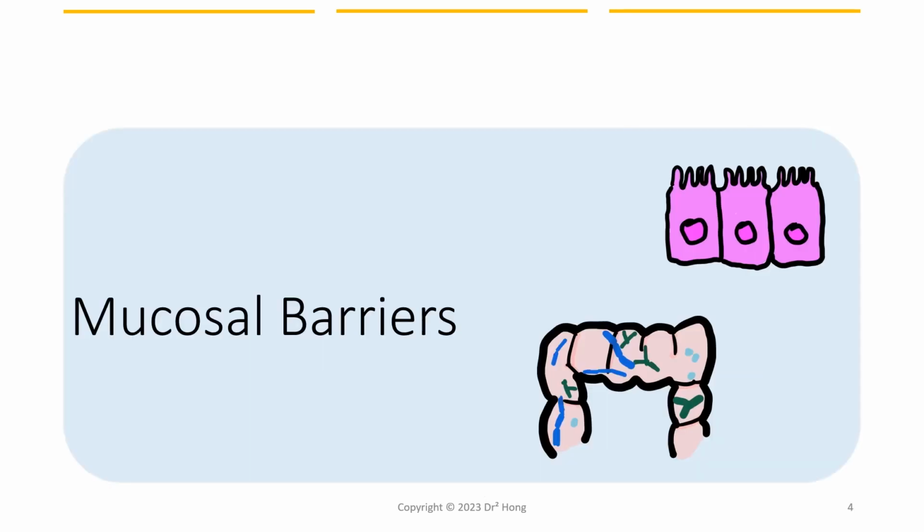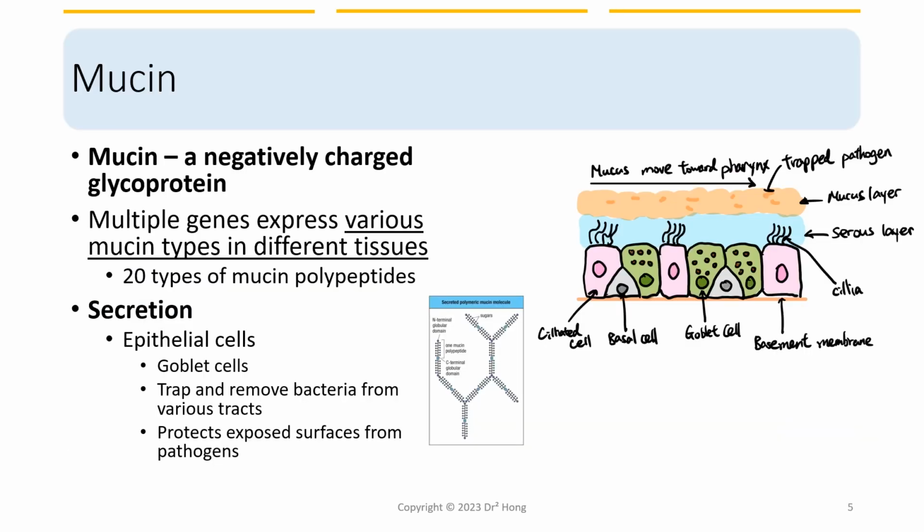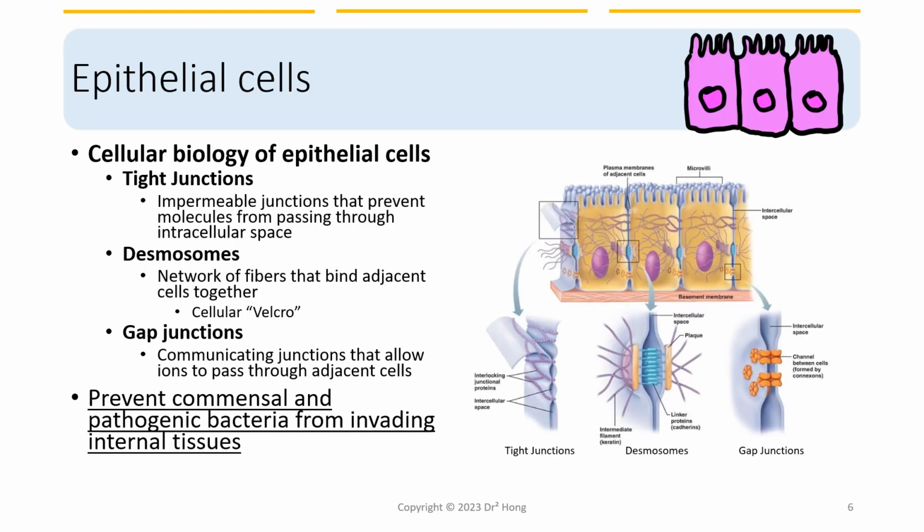Let's first look at various barriers on mucosal surface that provide the first line of defense. Mucin is a negatively charged glycoprotein that is produced and secreted by goblet cells on the surface of the epithelium. It is an example of a mechanical barrier that traps bacteria and works best with ciliary action to remove bacteria from various mucosal surfaces.